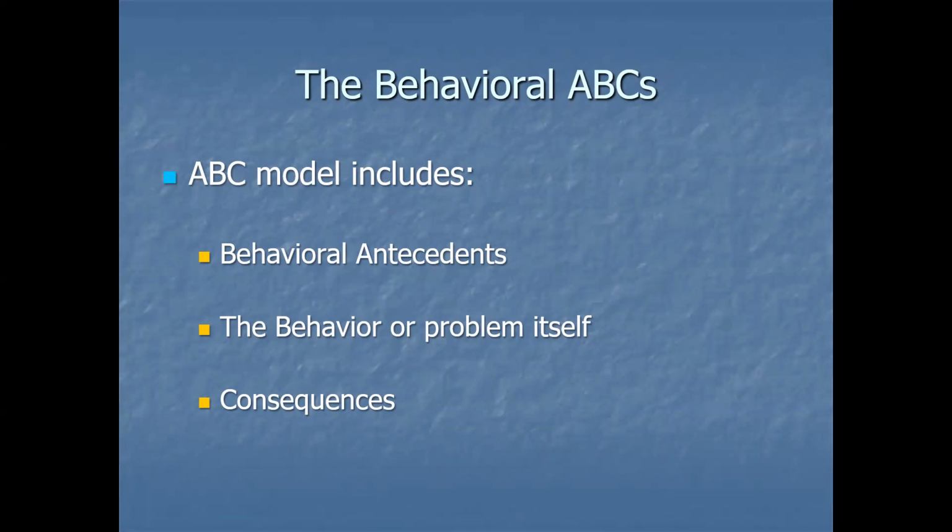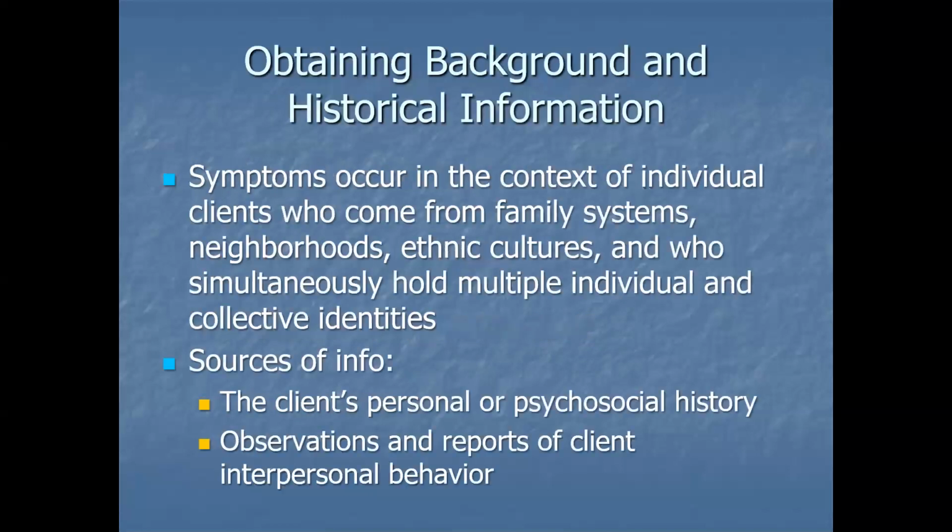behaviors. So the ABCs themselves, the first is the behavioral antecedent. This is the event or the action or the circumstance that occurs immediately before a behavior. The B is the behavior or the problem itself, and this is where you're going to detail the behavior. And finally, the C of the ABCs is consequences. These are the actions or responses that immediately follow the behavior. So you're essentially looking at what led to the problematic behavior, the behavior itself, and then what was the reaction to the behavior.